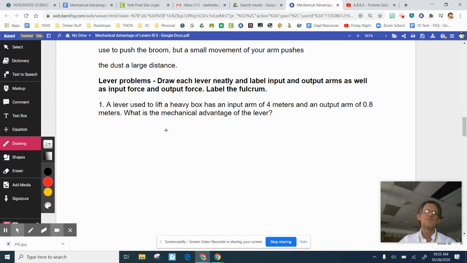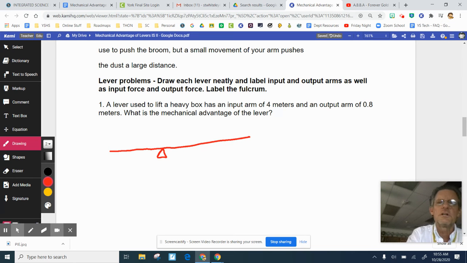This says a lever is used to lift a heavy box. You have an input arm of 4 meters and an output arm of 0.8 meters. This could be either a first or a second class lever. So let's draw it as a first class lever. So what I would expect you to do is put a fulcrum in, draw a lever, and you can try your best to do it to scale. Here would be what we're trying to lift. So here's our load. And we're applying our effort here. Remember, that's called force in.